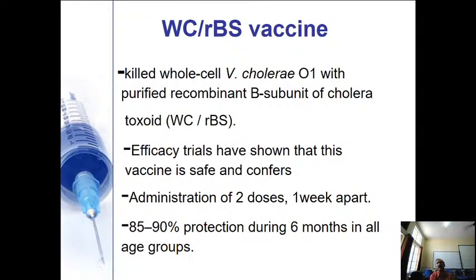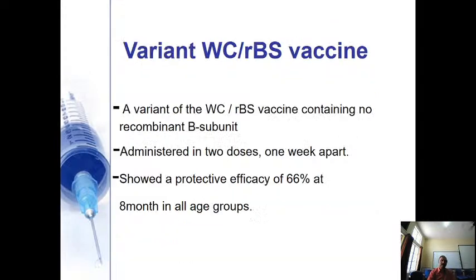The WC-rBS vaccine is the whole-killed Vibrio cholerae O1 vaccine with a purified recombinant B subunit of cholera toxin. Efficacy trials have shown that this vaccine is safe and confers about 85 to 90% protection during 6 months, requiring 2 doses 1 week apart. A second variant of this has come, which does not contain the recombinant B subunit, administered in 2 doses 1 week apart, and showed a protective efficacy of 66%.